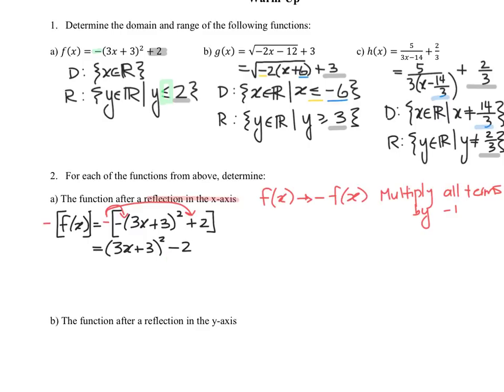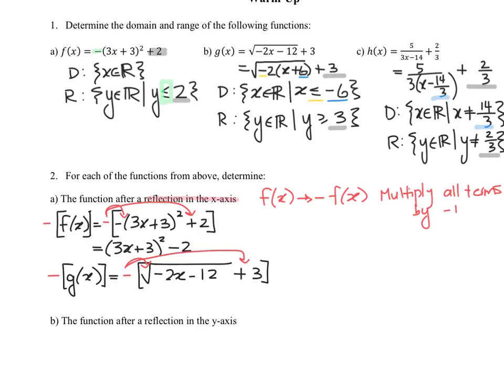Okay, so I'm going to do the same thing to my g of x function as well. So I'm just going to copy down to start with. g of x equals root negative 2x minus 12 plus 3. And now I'm going to just put square brackets around everything. And I'm going to put a negative in front to show that I've reflected on the x-axis. And again, I'm going to take that negative and I'm going to distribute. So then I end up with negative square root negative 2x minus 12 minus 3. That would be my final g of x function that's been reflected on the x-axis.